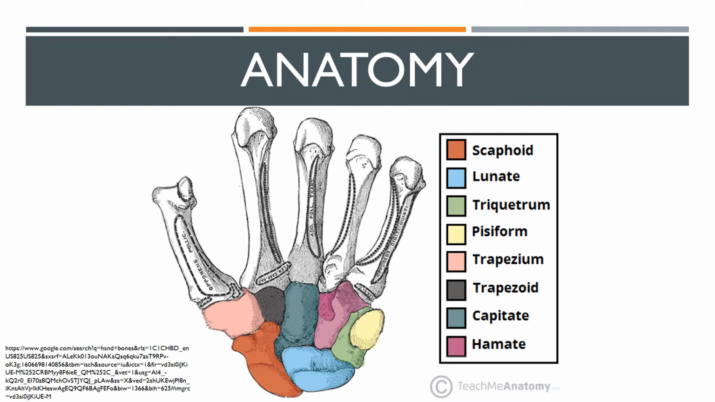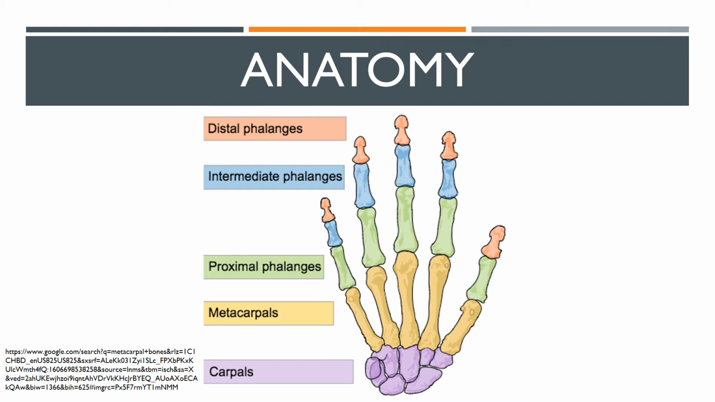These are the carpal bones, starting with the scaphoid, lunate, triquetrum, pisiform, trapezium, trapezoid, capitate, and hamate. This is the layout of the sections of the hand and fingers.